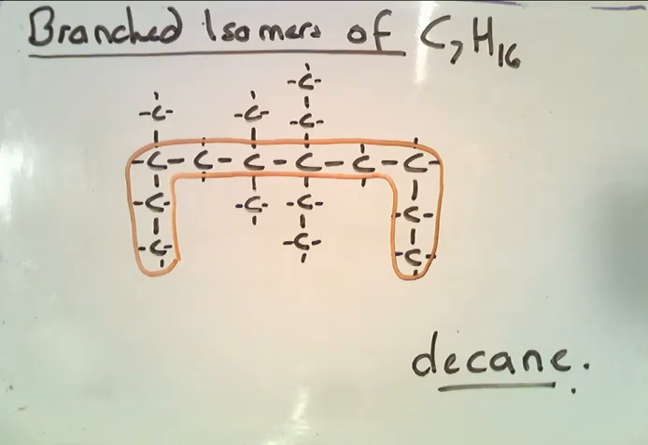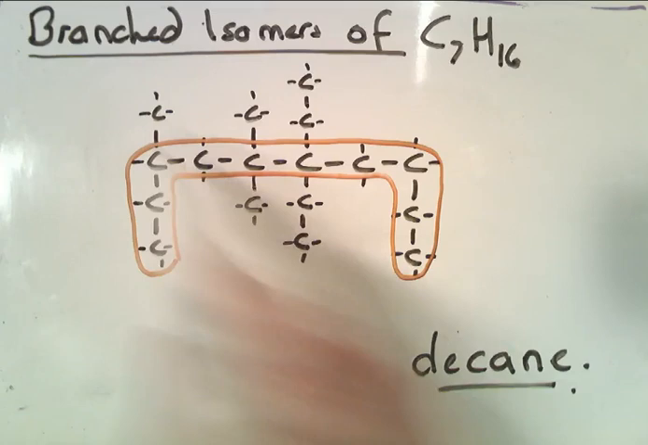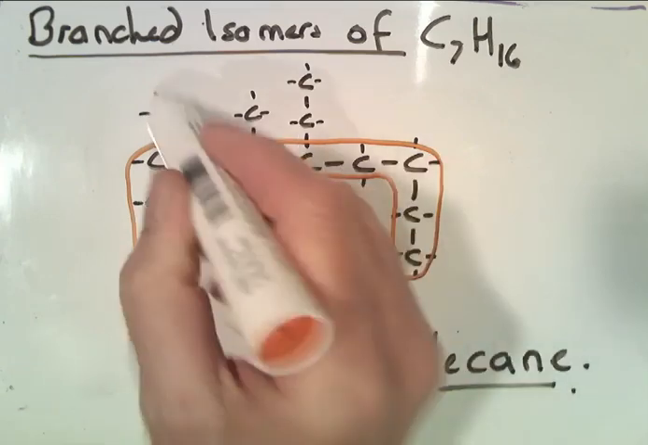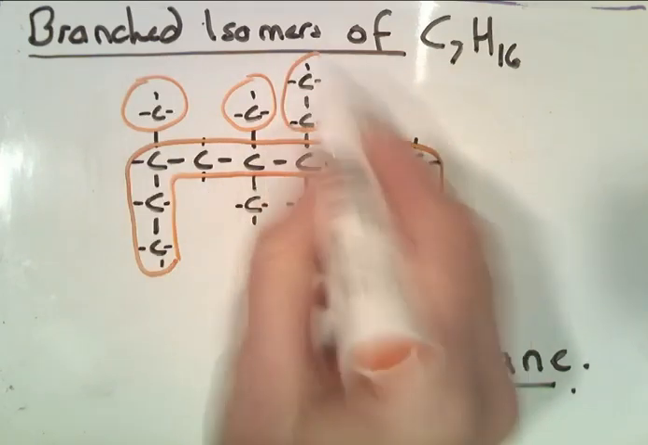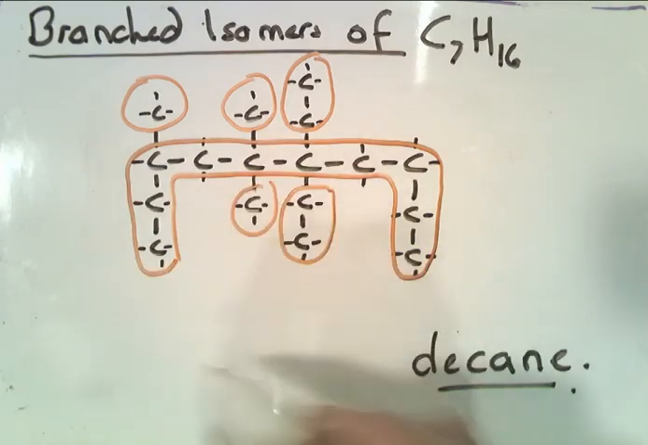So what we need to do is work out, do we number them from 1, 2, 3, or do we number this 1, 2, 3? So we have to look at all the groups that we have hanging off our main chain and see if we can get the lowest combination number.